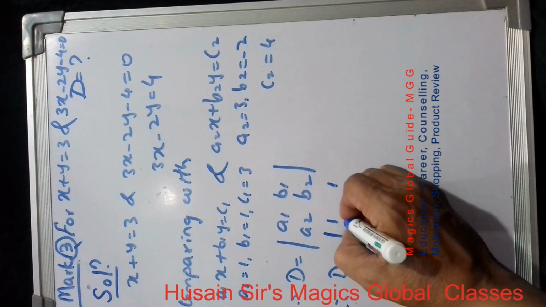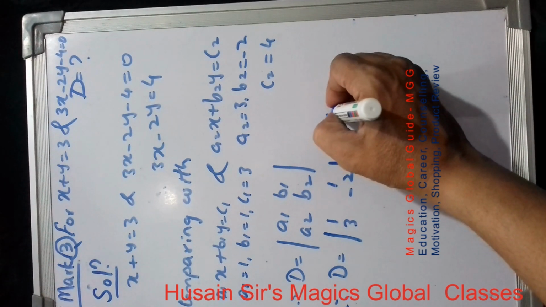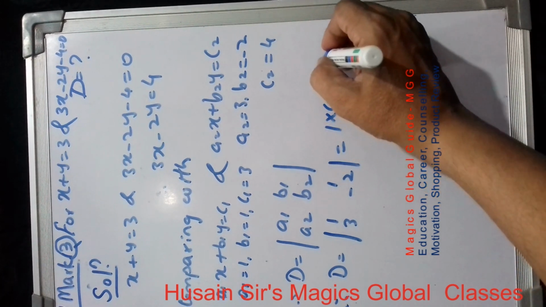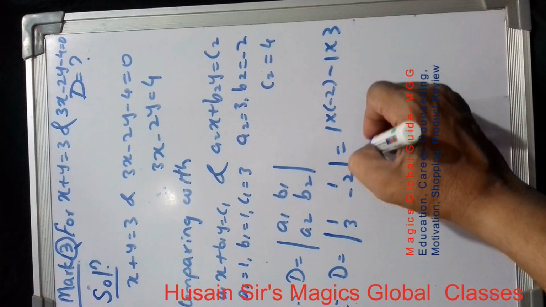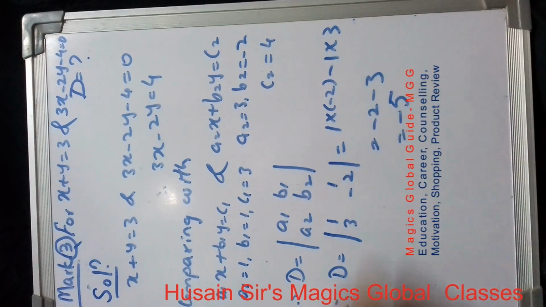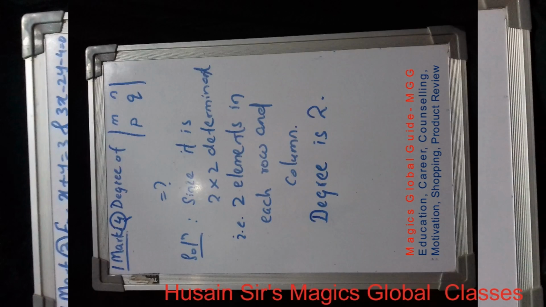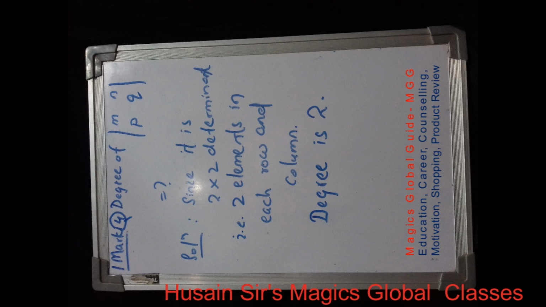And for the determinant to find the value of D, that is first row a1, b1, second row a2, b2, and putting the values here we will get 1, 1 and a2, b2 will be 3, minus 2. So 1 into minus 2, that will be minus 2, then 1 into minus 3 is minus 3, so the answer will be minus 5.